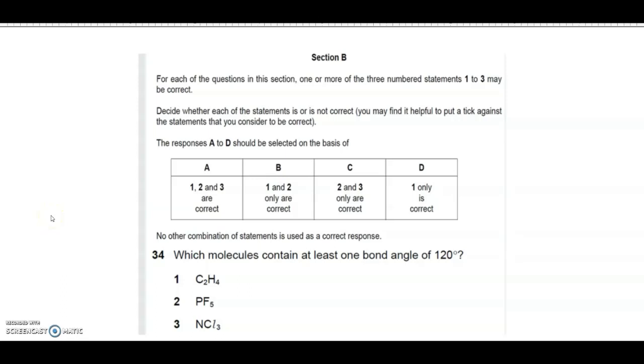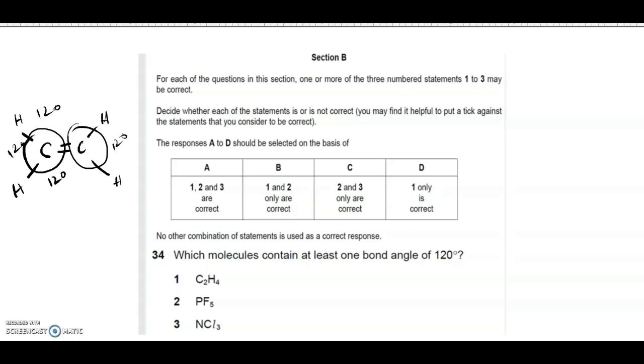Which molecule contains at least one bond angle of 120 degrees? So C2H4, drawing the structure of C2H4. Each carbon in C2H4 is sp2 hybridized. So in sp2 hybridization we get 120, 120. So all its angles are 120. So this molecule contains a bond angle of 120. All its bond angles are 120.